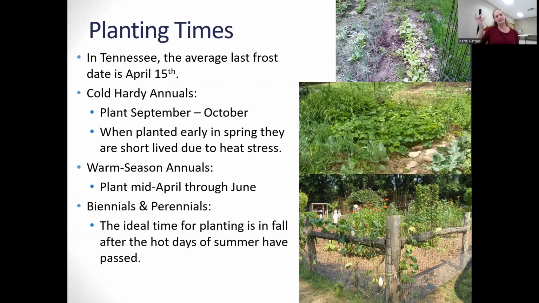All right, planting times. In Tennessee, the average last frost is April 15th. Again, this is data I think that needs to be studied and updated, but I'm still going by what is the current research recommendations. Tennessee, our average last frost date is April 15th. In the last few years, it's been a lot later than that. I've even seen it into May. And when it happens in late April and May, you kill off your fruit crops and things like that, which can be really detrimental.